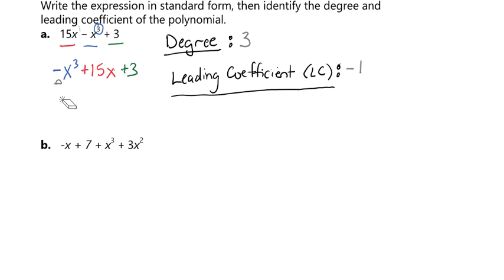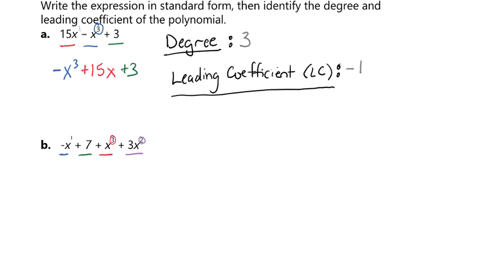I want you to try letter B on your own. So go ahead and push pause, and then when you're done, push play, and let's see if you were right. So here we have a negative x to the 1 power. We have a constant of 7. We have an x to the third power, and we have a 3x squared.